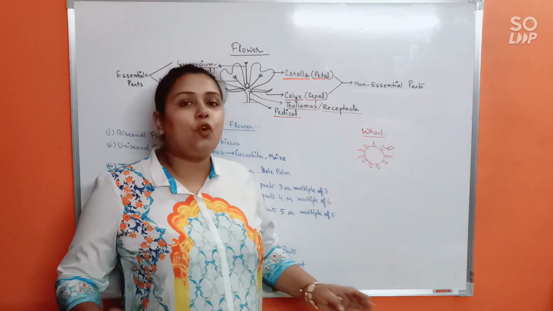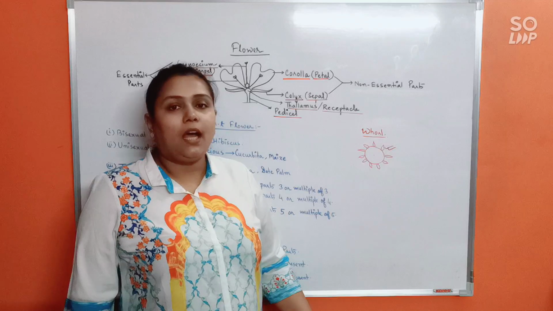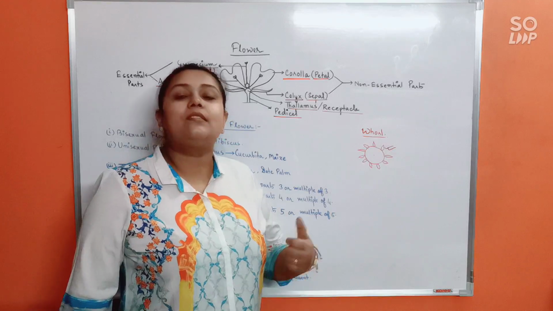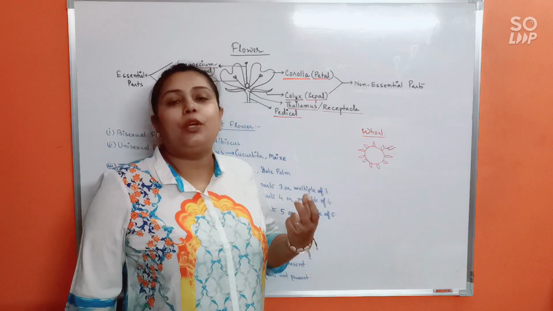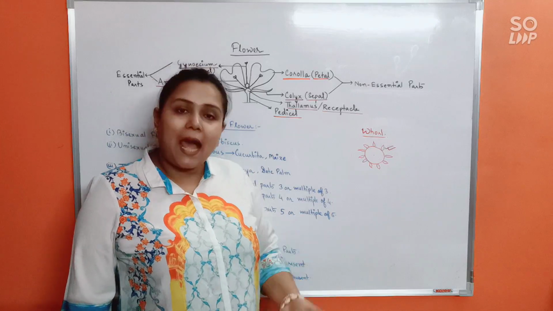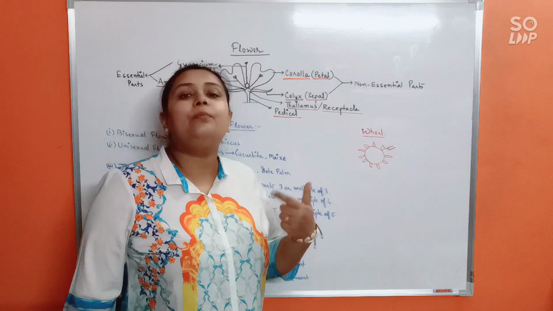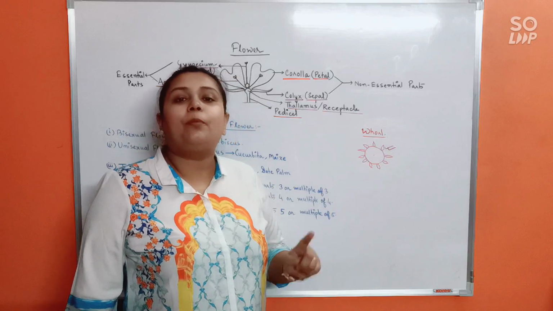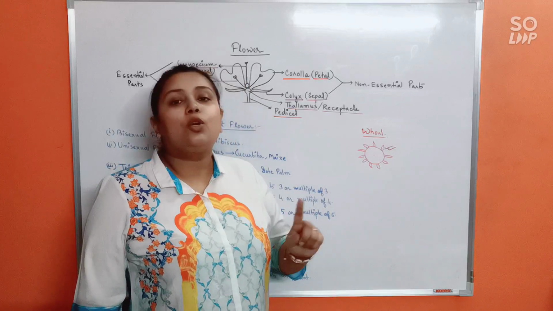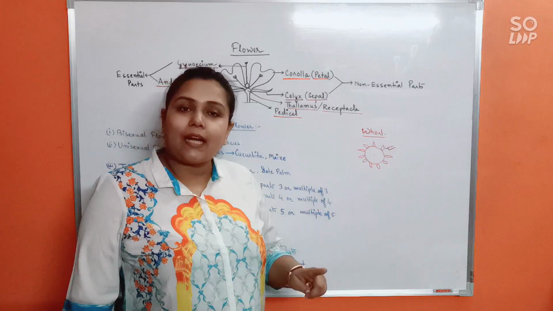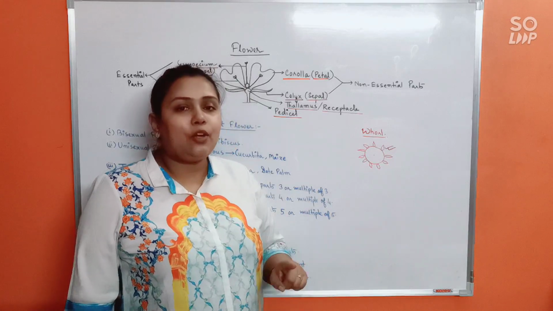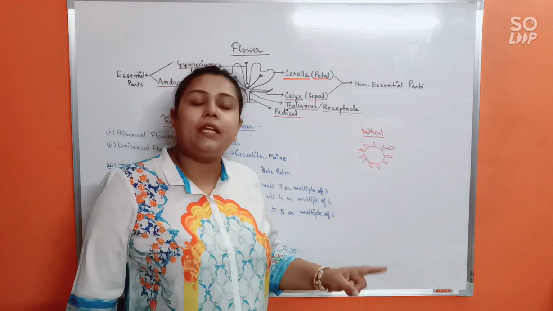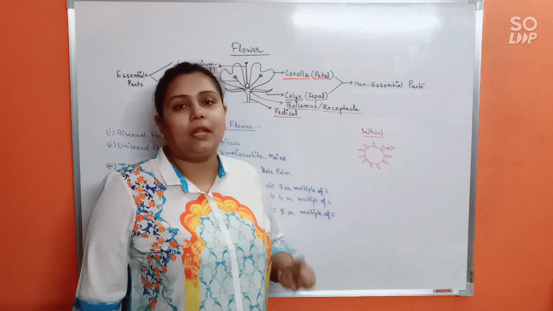Understood all the four parts of the flower? They are sepal, petal, stamen and carpel. Or if you want to name the whorls, then it is calyx, corolla, androecium and gynoecium. And what are the functions? Calyx is meant for protection of the floral bud, corolla is meant for attracting the pollinating agent, androecium produces the male gamete, gynoecium produces the female gamete.